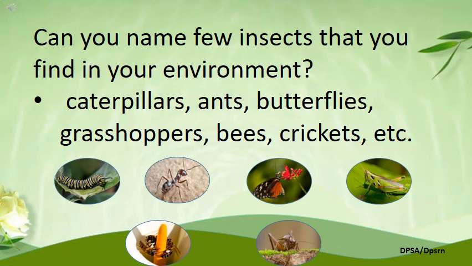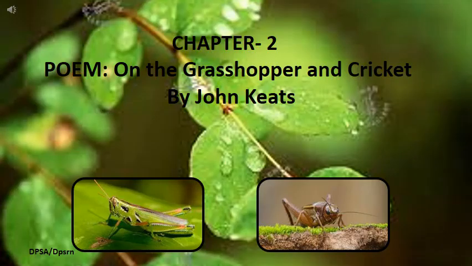Okay, now tell me, children, can you name few insects that you find in your environment? I know the expected answers from you may be caterpillars, ants, butterflies, grasshoppers, bees, crickets, etc. So today we are going to study a poem on the grasshopper and cricket written by John Keats.